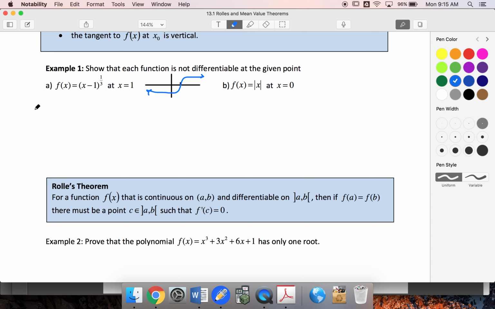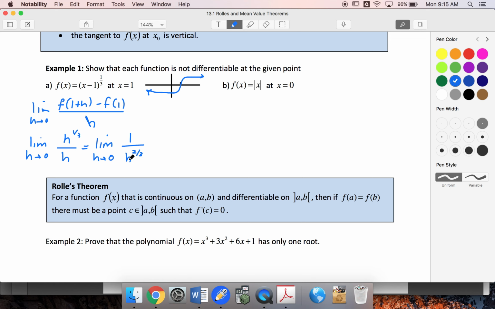So using my limits, I can say the limit as h goes to 0 at x equals 1, that's going to be f of 1 plus h minus f of 1, divided by h. So f of 1 plus h, that's going to give me cube root of h. f of 1 is going to be 0, divided by h. So the limit as h goes to 0 is going to be cube root of h over h. This ends up being the limit as h goes to 0 of 1 over h to the 2/3. And this ends up being infinity, therefore the limit does not exist. So it's not differentiable at this point.